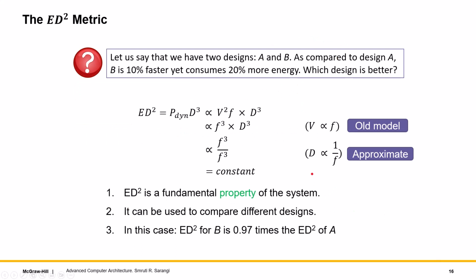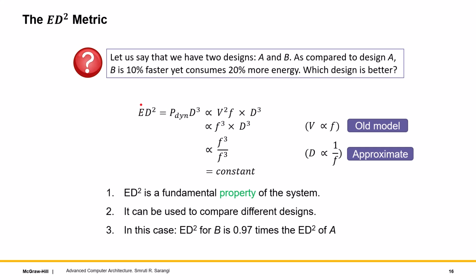So now let's answer another question which is reasonably fundamental. Let's say we have two designs A and B, and as compared to design A, B is 10% faster but consumes 20% more energy for the same time. So which design is better? Or let's say it consumes 30% more power, which design is better? This is very hard to argue out, because clearly you're spending more energy and more power, and you are faster. How do I even compare?